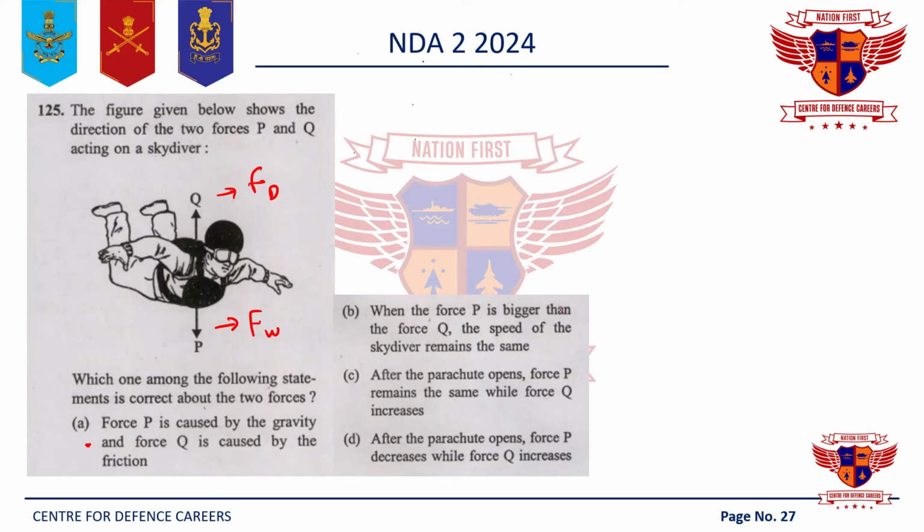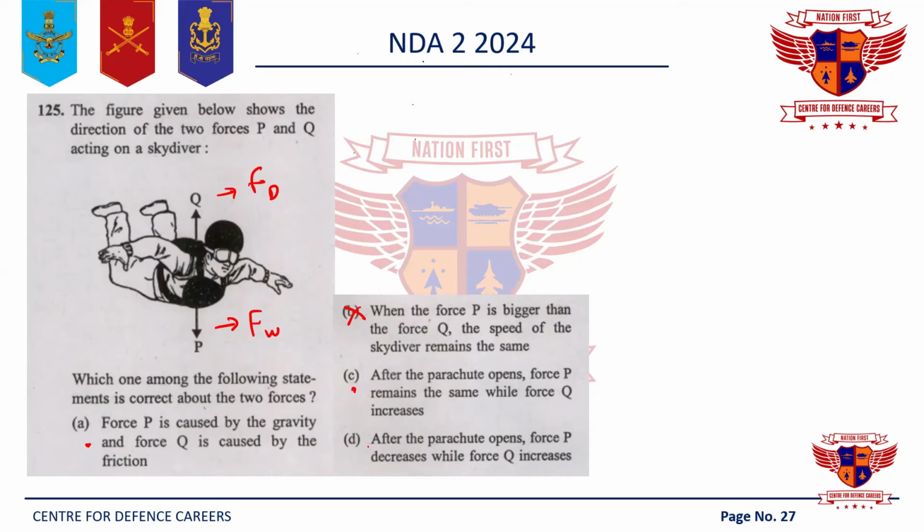When force P is bigger than force Q, the speed of the skydiver remains the same. No, this option is eliminated because force P cannot be changed. Force P remains constant. If force P is bigger, then the astronaut will fall faster, so this option is eliminated. After the parachute opens, force P remains the same. Yes, force P cannot be changed. Force P will remain the same while force Q increases. Yes, that is why as soon as you open the parachute, you experience an upward force. So this option may be correct.